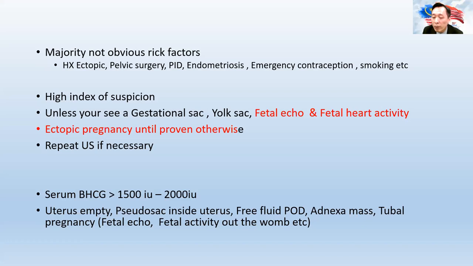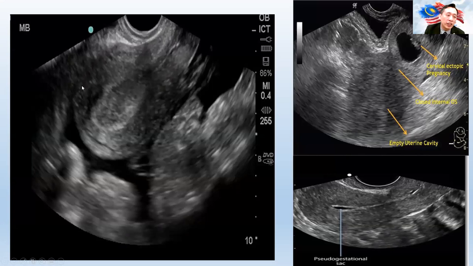This is to show you the uterus here. The endometrial lining is thickened because of the pregnancy hormone. However, you cannot see a sac. Over the right lower side, you can see a pseudo sac. It's not a sac, it's just a fluid collection. On the right upper image, you can see a gestational sac with a fetal echo inside. This is what you want to see.